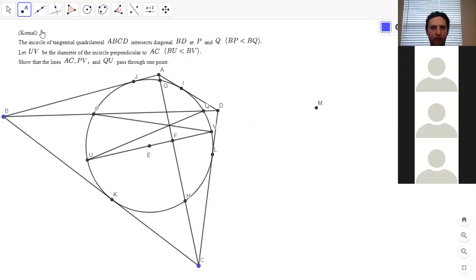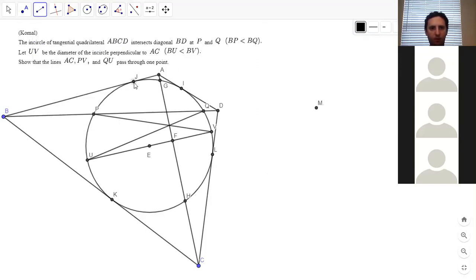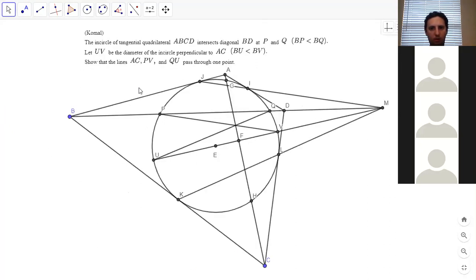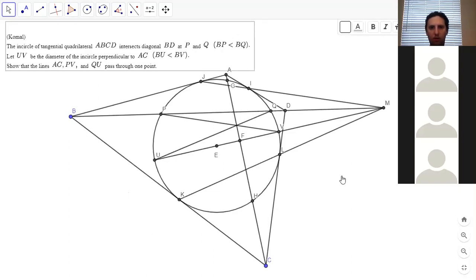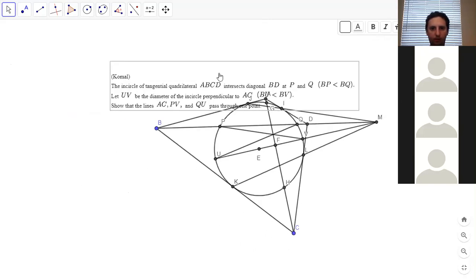So yeah, it looks like a lot of stuff with poles and polars would help. Because yeah, it lies on the polar of A, the polar of C. Maybe I could shrink the diagram a little bit.